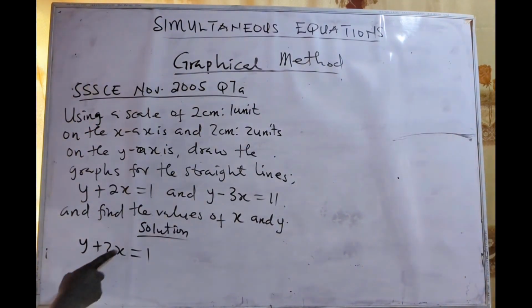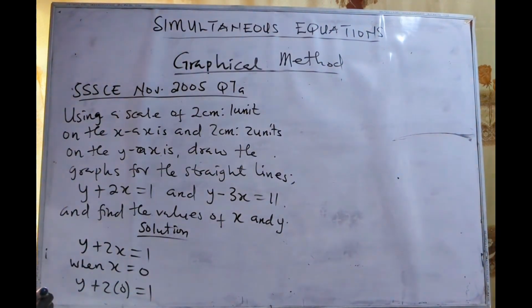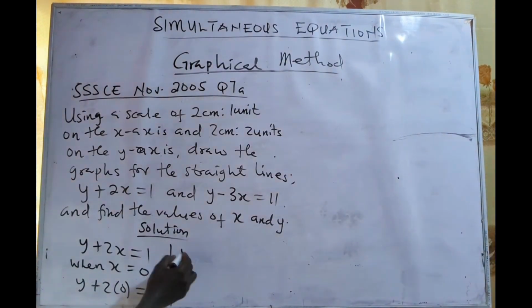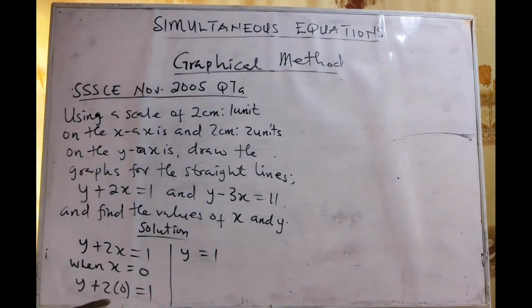So here we can say when x is 0, so that we can get our corresponding y value. So when x is equal to 0, what do we do? We do substitution. We substitute x into the equation: y plus 2 times 0 is equal to 1. So y plus 2 times 0 is 0, y plus 0 is equal to 1. So our y is 1.